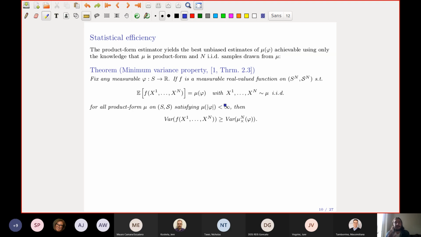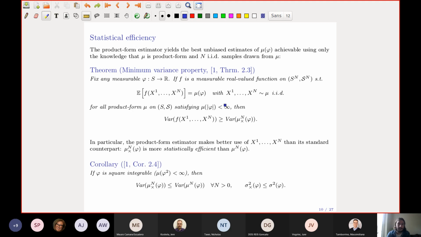So maybe I can try to say something a little bit less wishy-washy. In our starting example, we saw that the variance was smaller for the product form estimator than for the IID estimator. You can ask, is this a fluke or can we expect it to hold in general? And the answer is you can expect it to hold in general. You have that the variance of the product form estimator is going to be bounded above by that of the IID estimator, and the same thing holds for the asymptotic variances. And in fact, it turns out these product form estimators are the minimum variance unbiased estimators in our setting.